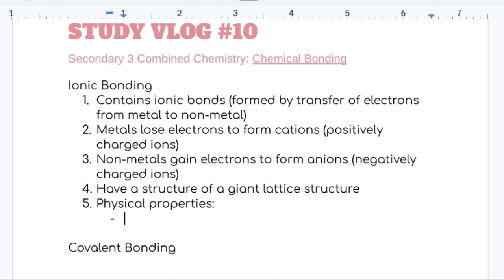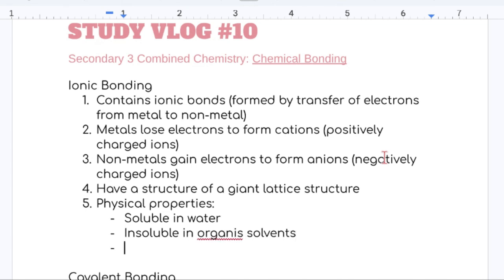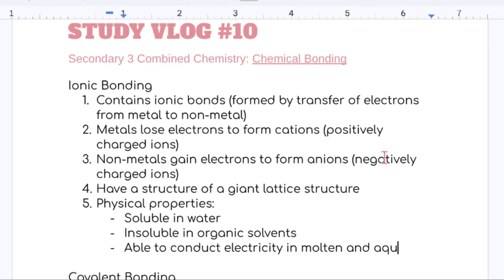Okay, for example, ionic bondings are soluble in water, insoluble in organic solvents, which is like vinegar, oil, and all that. Basically, the opposite of water. And they are able to conduct electricity in molten and aqueous state, but not in solid state.